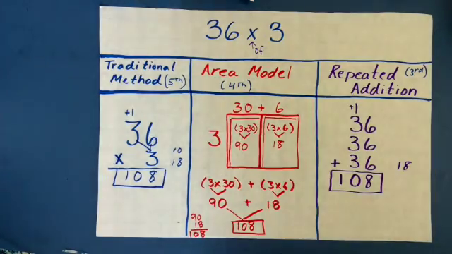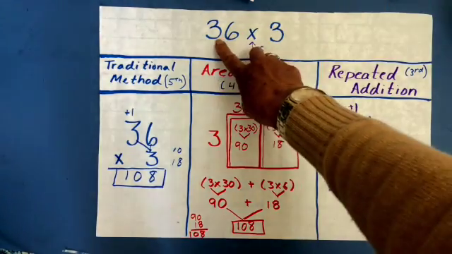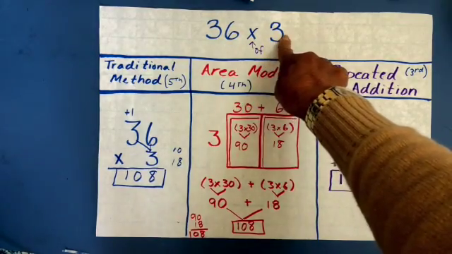So that's 3 different ways to multiply a 2-digit number by a 1-digit number. I hope that helps.